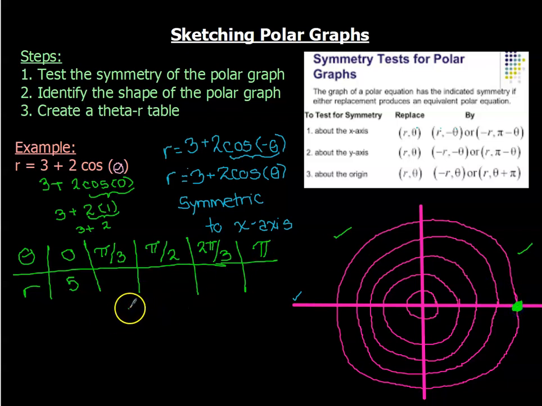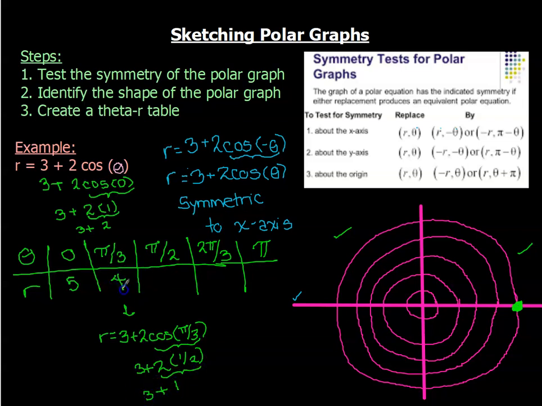And then pi over 3. So r equals 3 plus 2 times cosine of pi over 3. The cosine of pi over 3 is 1/2. Bringing everything else down, multiply first. 2 times a half is 1, and 1 plus 3 is 4. That means at pi over 3, which is about 60 degrees here, I'm going to make a point on the fourth circle. And remember that one side of the x-axis looks like the other side of the x-axis, so I'm going to make a point here as well.